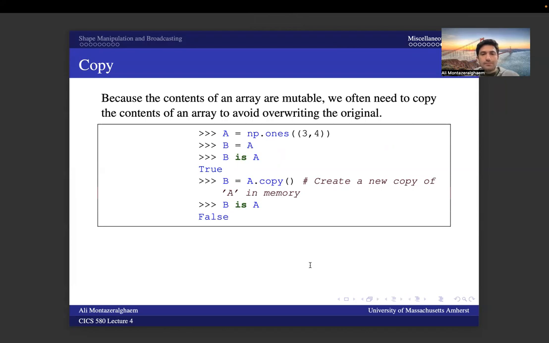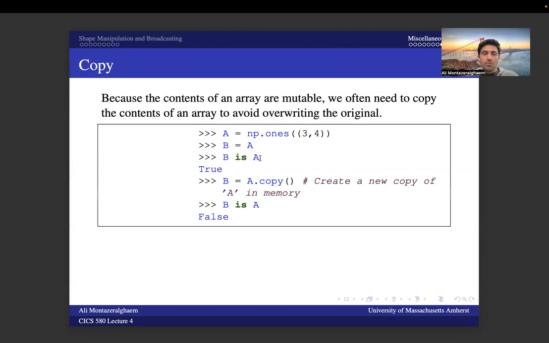This means that if, for example, we have a two-dimensional array, and we assign A to B, right? So if we check whether B is A, this generates the output True. So B is equal to A in this case. So if we change the elements in A, the elements that we have in B can also change.